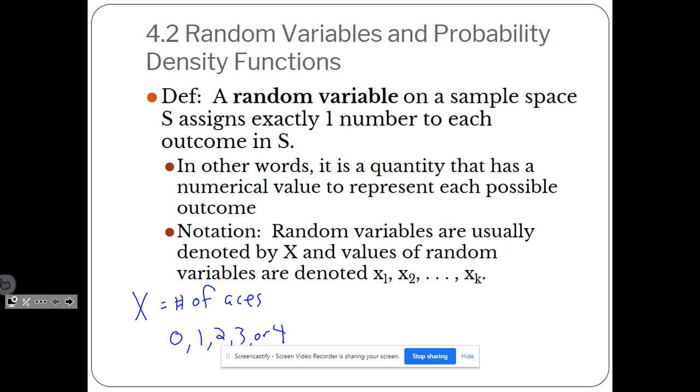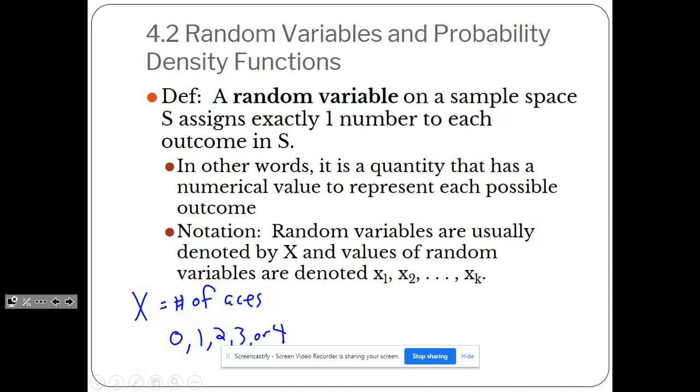All right, 4.2. So there's a lot going on in this section. Really, this section and the next section kind of go together. So you have to be able to do this before what we do in the next section. So this is all about random variables and probability density functions. Okay. So we first talk about random variables.